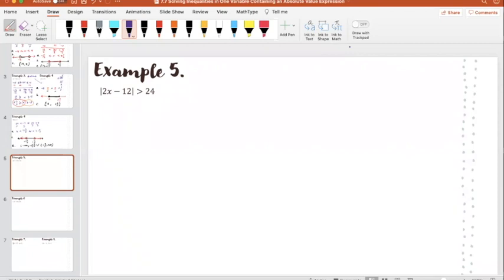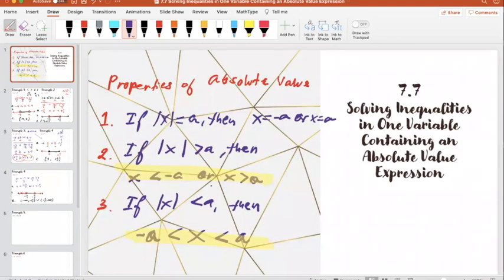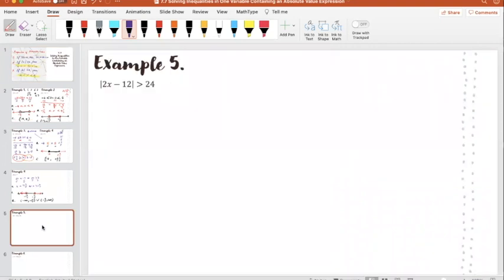For example 5, you have the absolute value of 2x minus 12 greater than 24. No numbers outside the absolute value, so we are free to use the property. Property number 2, greater. All right, so we can write this as 2x minus 12 less than negative 24, or 2x minus 12 greater than positive 24. So less than is for the negative and greater for the positive.